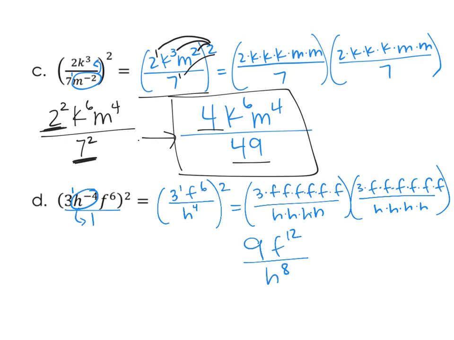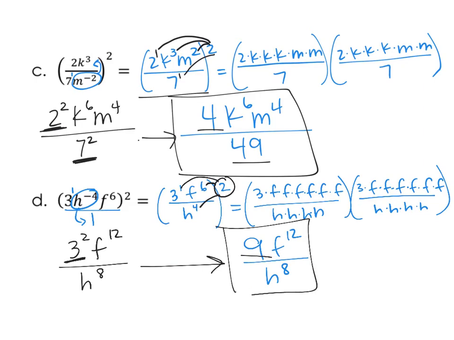So again, let's see if our rule worked. We said that we take the outside exponent times all of the exponents inside. So that 1 times 2 would give us 3 squared. 2 times 6 would give us f to the 12th. And 2 times 4 would give us h to the 8th. And we know that 3 squared is 9, so we still get the same solution.